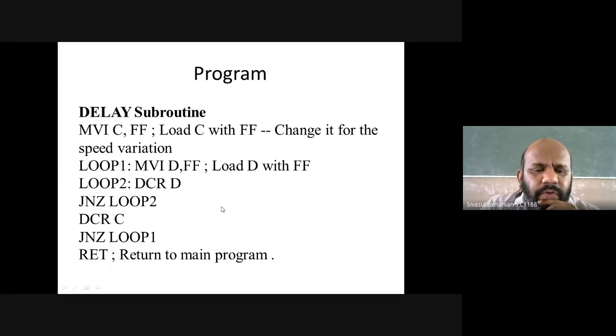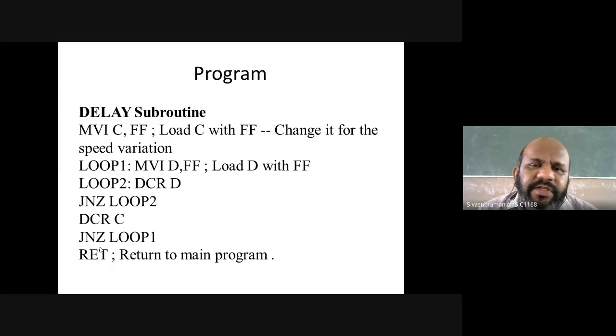Okay, so for running in clockwise and anti-clockwise direction, only one variation is required in your stepper motor program, right? Instead of this JNZ, if you put JZ, jump on zero, it runs in the opposite direction. Program-wise, it is very simple, right? So that is to do with the interfacing of your 8085 with a stepper motor, right?